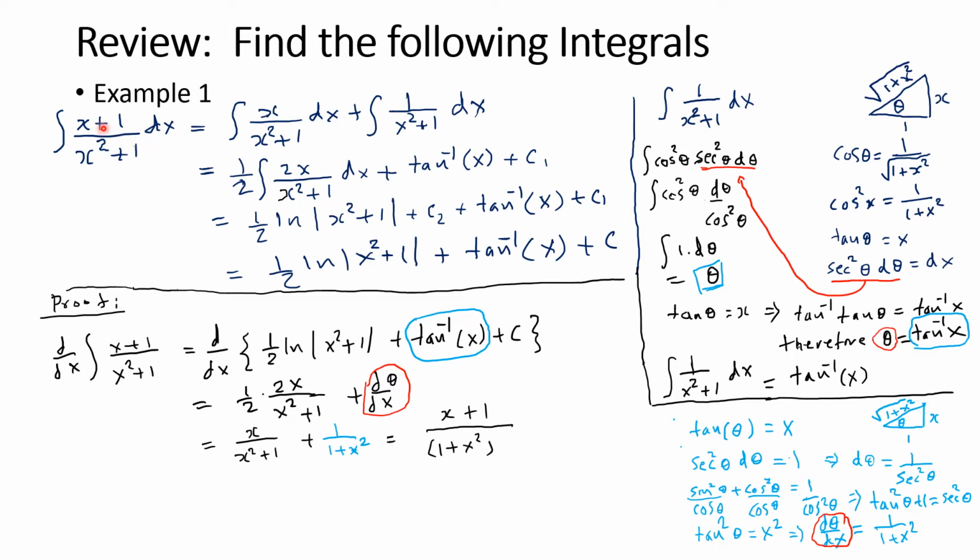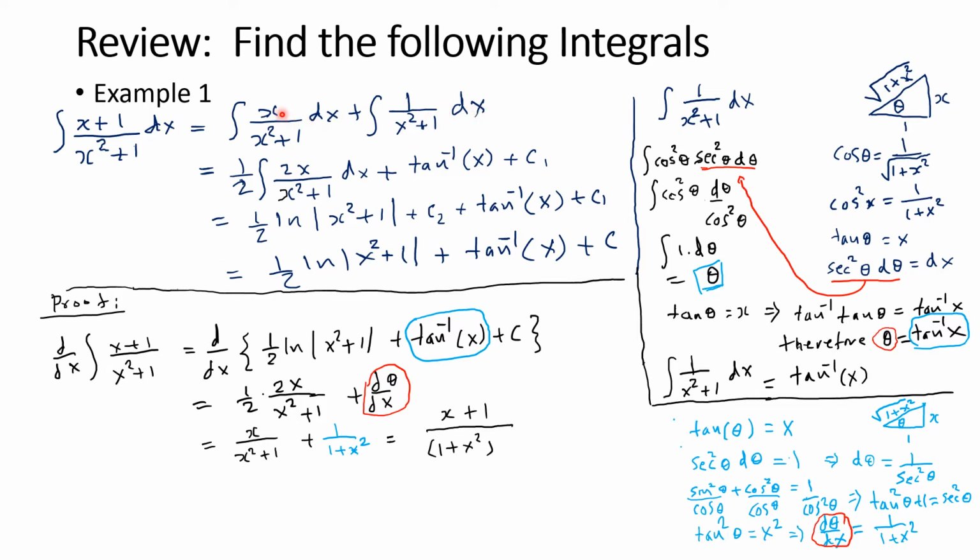We know that we can split this into two functions. Since the numerator has x plus 1, we could have x over the denominator plus 1 over the denominator. So we split them into two. So this is the integral of x divided by the denominator dx plus the integral of 1 divided by x squared plus 1, which is the denominator, dx.